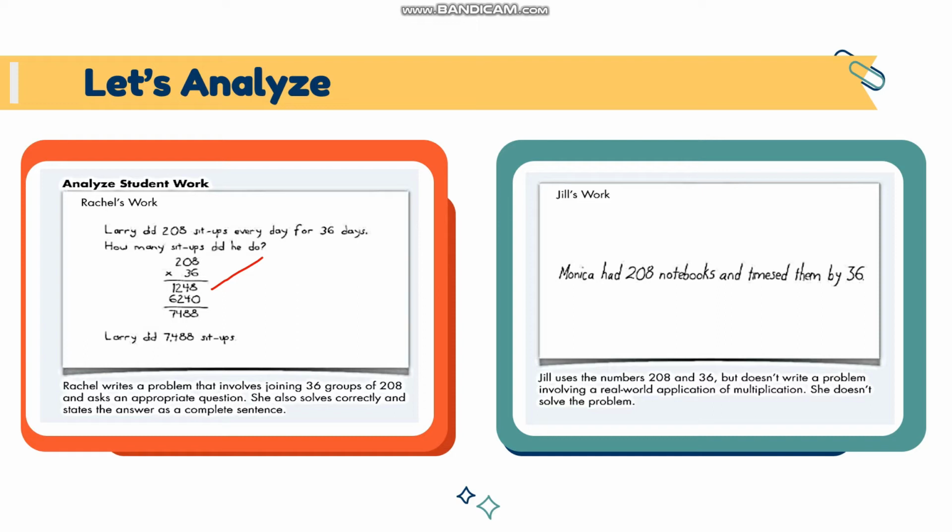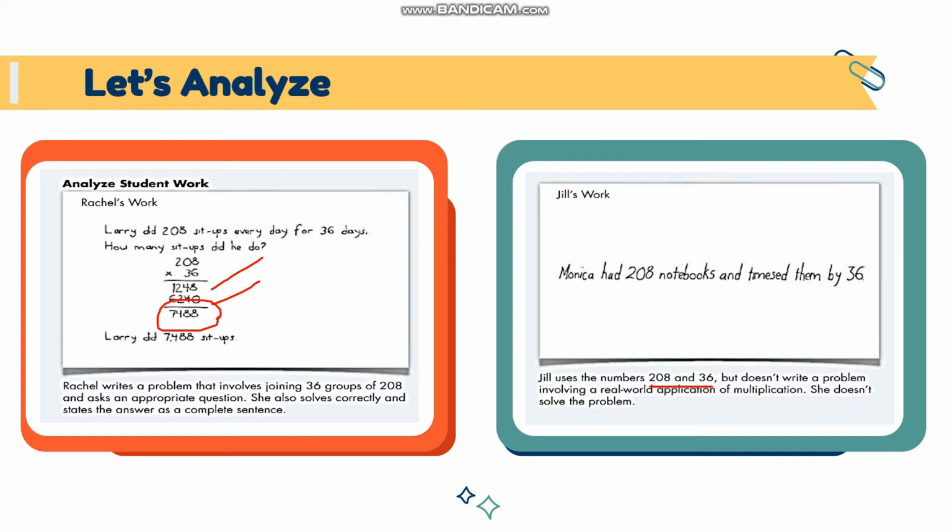Then she puts 0 before multiplying the tens place. 3 times 8 is 24, so 4 regroup 2. 3 times 0 is 0 plus 2 is 2, and 3 times 2 is 6. Then add all the partial products. 8 plus 0 is 8, 4 plus 4 is 8, 2 plus 2 is 4, and 1 plus 6 is 7. So the total is 7,488. For Jill's work, Jill uses the numbers 208 and 36, but doesn't write a problem involving a real-world application.